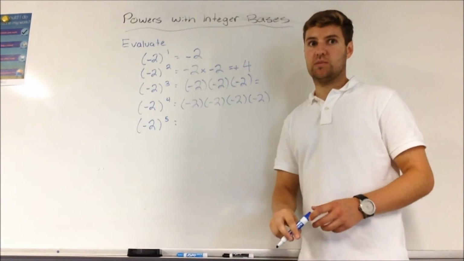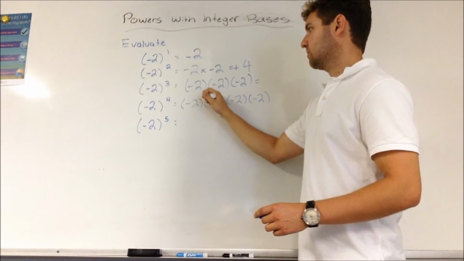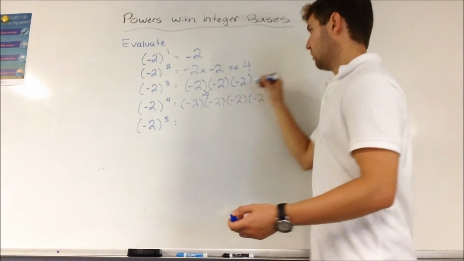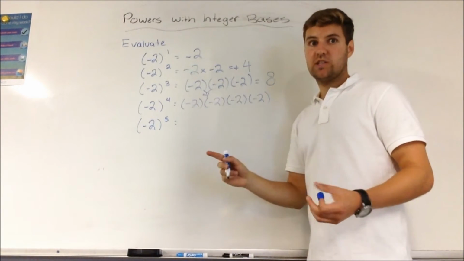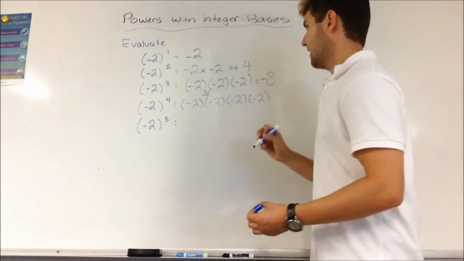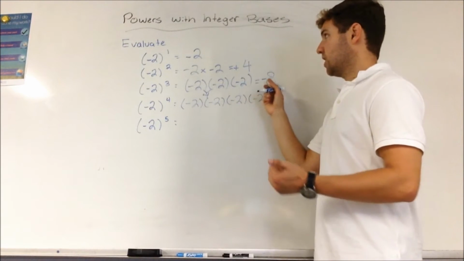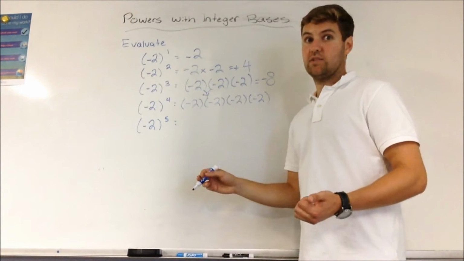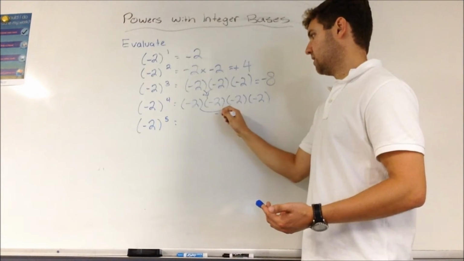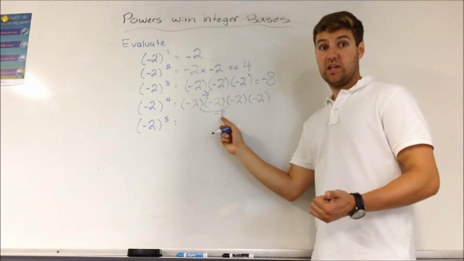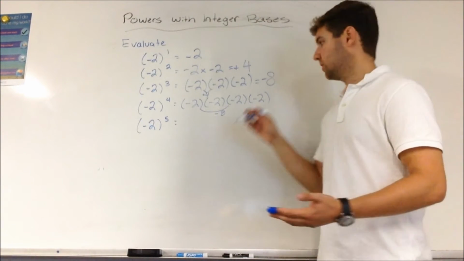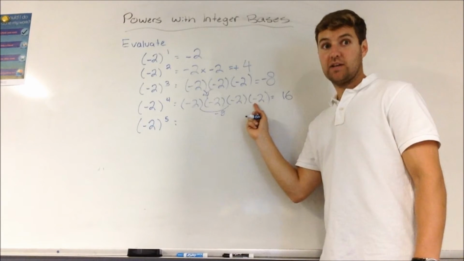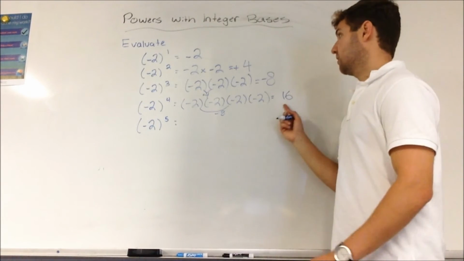Now -2 times -2 times -2. Well, remember, -2 times -2, we already said up here is positive 4. So this would become 4 times -2. Well, 4 times 2 is 8, and a positive times a negative, remember, is still a negative. It only becomes a positive if it's double negative. So here, it becomes -8. So we had -2, positive 4, and -8. Now let's look at -2 to the exponent 4. Remember, these three we just said was -8. So this is really -8 times another -2. Well, 8 times 2 is 16, and this time again we have a -8 times -2, so two negatives become a positive, so this would be positive 16.